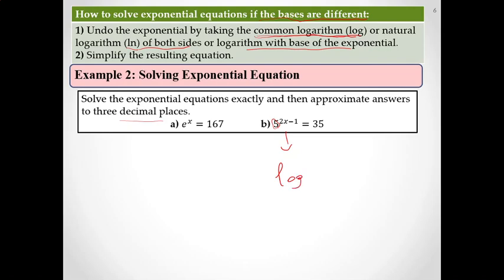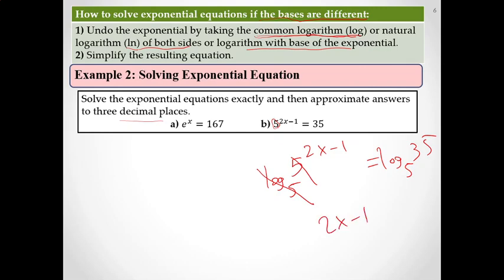is to take the logarithm with base 5 of both sides. For example, you have this. Now I don't want this 5, so take the logarithm base 5 of these numbers on both sides. Then I have this. To do this one, be careful. It has to be like 5 to 2x something, okay? So it will be log base 5 of 35.